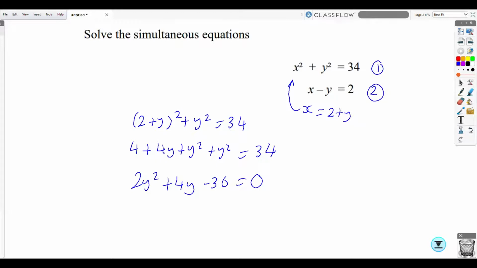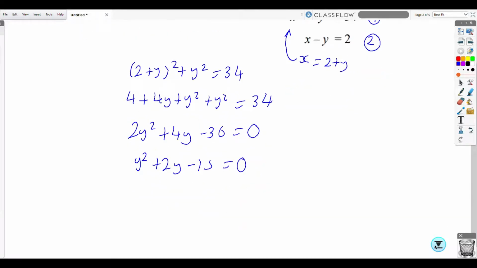Once again, in this case, we can divide by 2. This won't always be the case, so you want to make sure you're doing it correctly. So now we want to find the factors of minus 15 that will give me a positive 2. That will be 5 and minus 3. We've got (y plus 5)(y minus 3) equals 0. So y is going to be equal to minus 5 or positive 3.